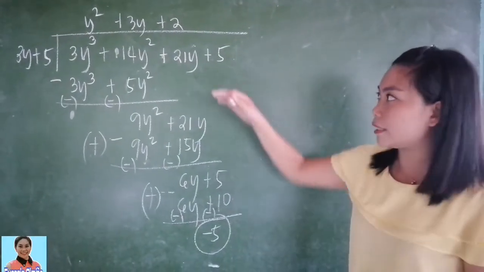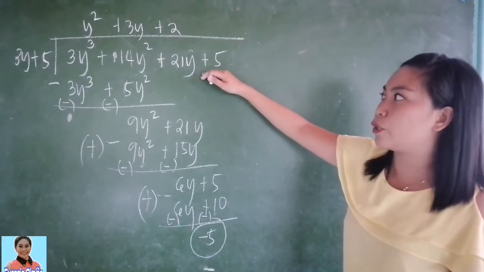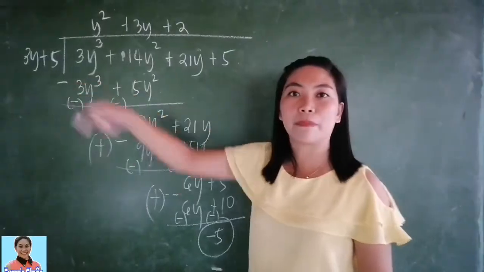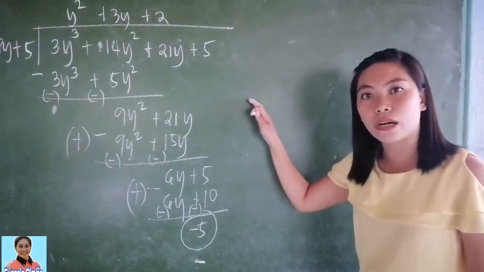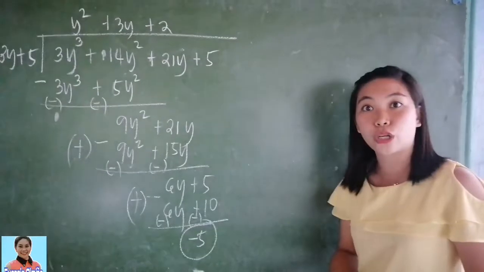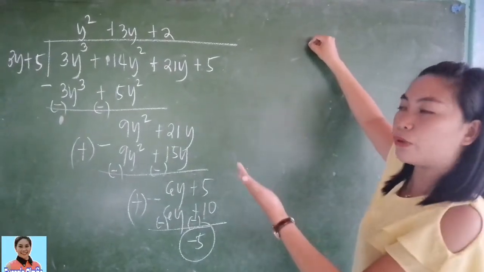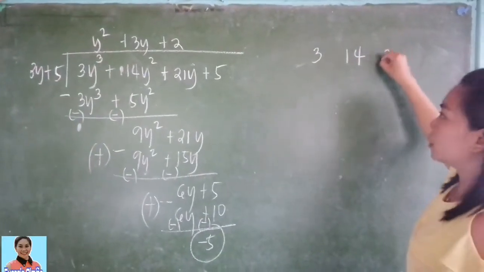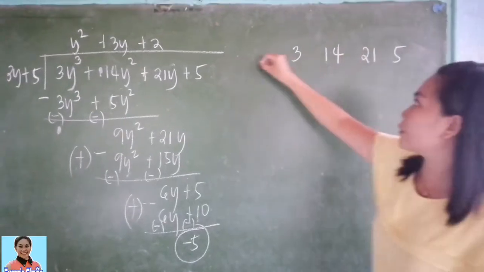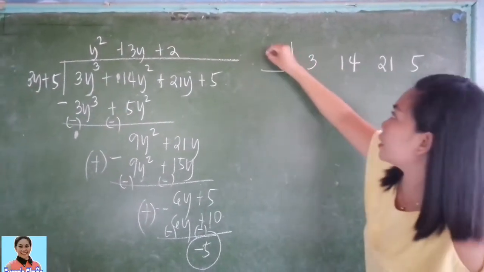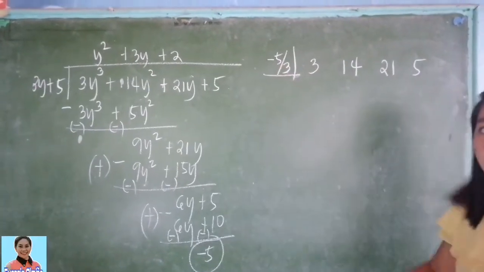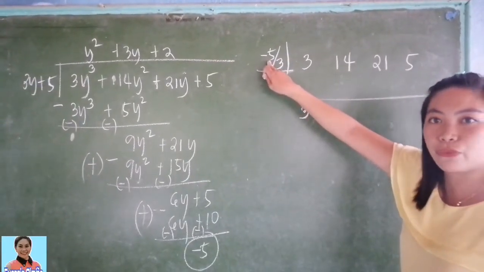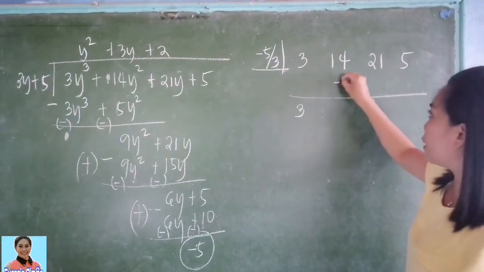Yan po yung quotient natin in dividing the dividend 3y cubed plus 14y squared plus 21y plus 5 by 3y plus 5. Now, let's check our answer through the synthetic division method. So, you have the numerical coefficients of our dividend are 3, 14, 21, and 5. Then, the divisor is negative 5 over 3. Same steps, we have to bring down 3. Multiply by negative 5, you have negative 15. Divide by 3, you have negative 5.